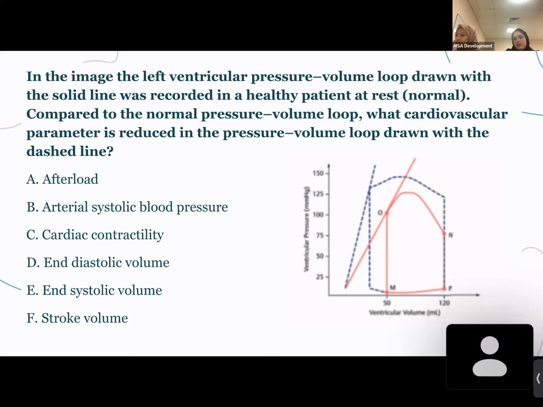Someone said E. F in the chat. D, because this is the volume after systole, we decrease diastolic volume. No, systolic. E and diastolic.